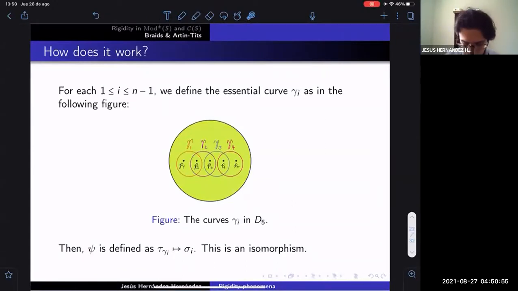Well, it's not hard to do. Just take the n, you define these curves gamma n in this way, and then you say, okay, psi is going to map the twist along gamma I to sigma I. Then you can prove that this is an isomorphism.